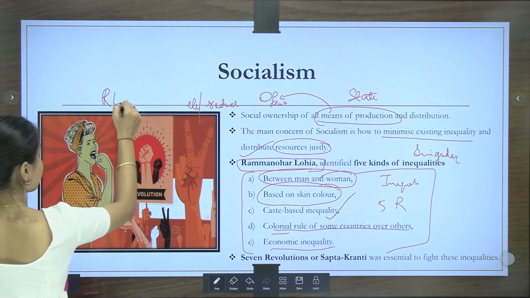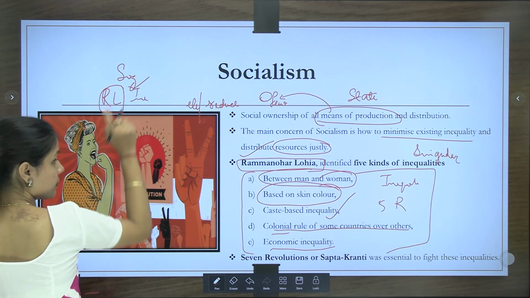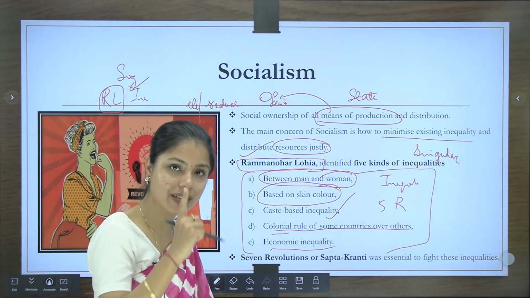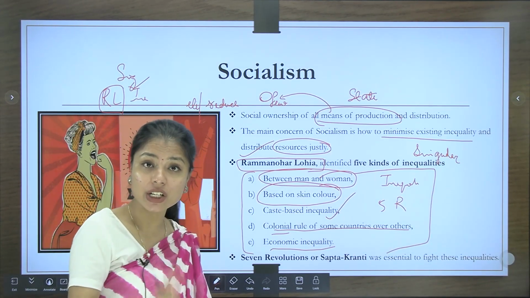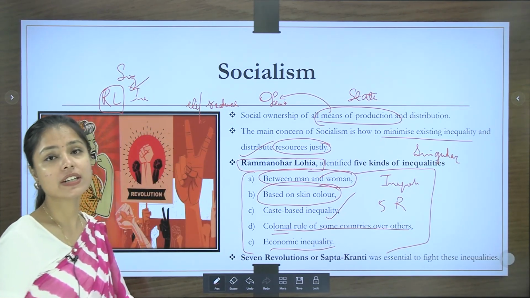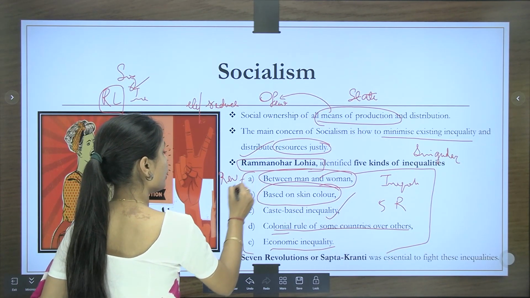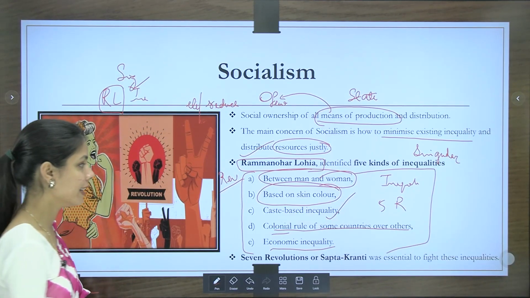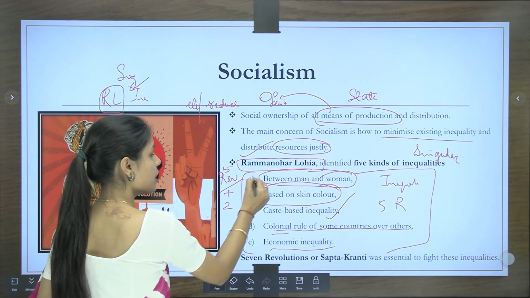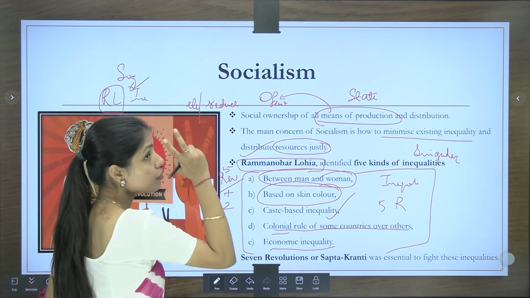Ram Manohar Lohia says that to deal with inequalities, you can't have a singular approach. Point number 1, you can't tackle them in one go. You need to look at them separately and you need to have an action plan for each one of them. And then he gives you a categorization of 5 kinds of inequalities that exist, and each of them will require a separate revolution. Now please understand, he added 2 more to this list. He said you would need 5 revolutions to tackle these 5 kinds of inequalities. At the same time, you would need 2 more revolutions.